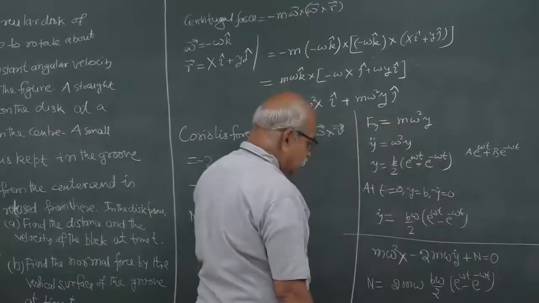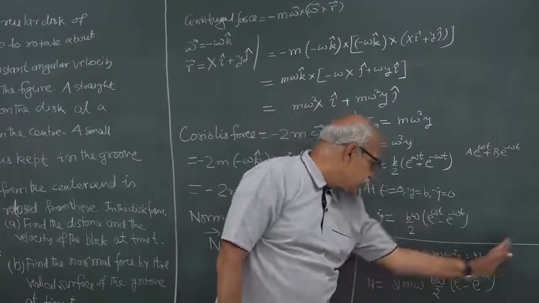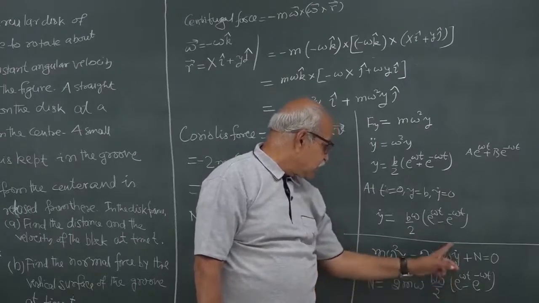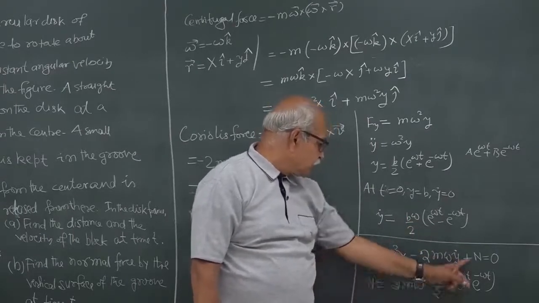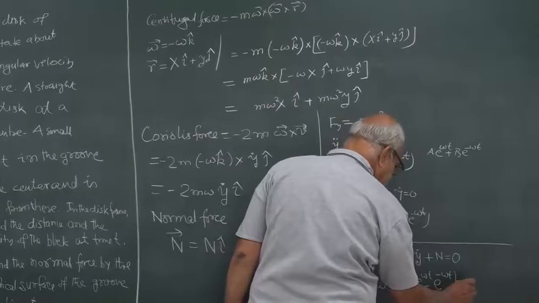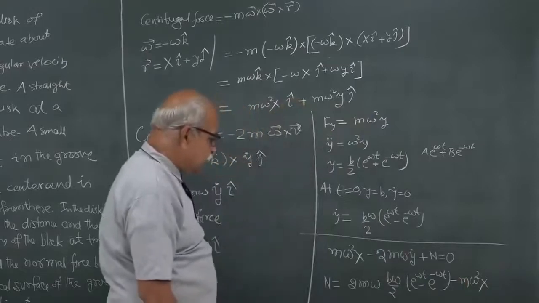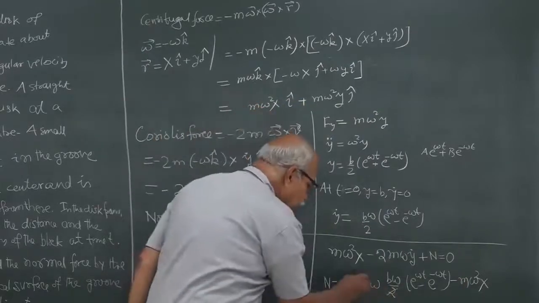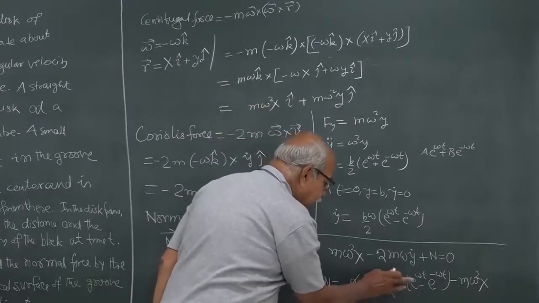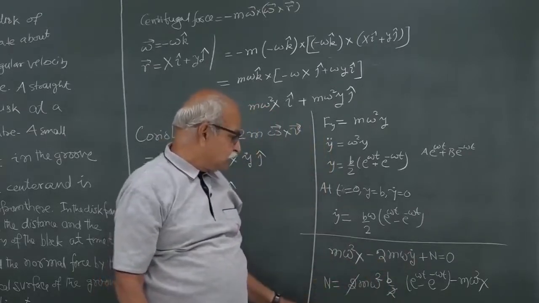This is y dot. So, this comes from the Coriolis force. N is equal to, this goes on the other side and becomes plus 2 m omega, and y dot is b omega by 2 times this much. And from here it is minus m omega square times x. So, that is the equation, you can cancel this 2 here, this omega can be put here as omega square, and you can do some simplification, and this is the normal force.